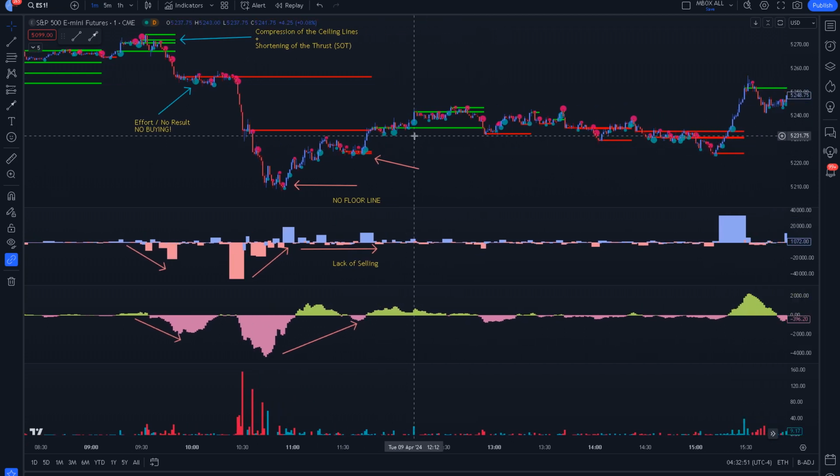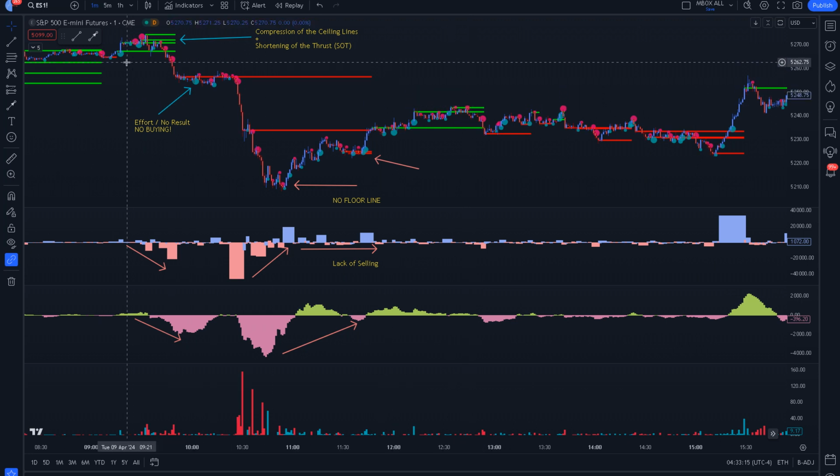And as price goes up here, we get some ceilings, and look at these two ceiling lines also very narrowly compressed together. And what happens? Price reverses, we enter this range. So it showed in the market structure that there was just a lack of interest here. And as you can see in the MBOX histogram and the cumulative delta, it kind of goes flat, right?